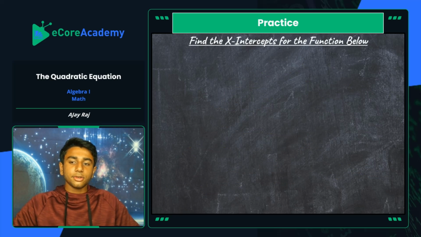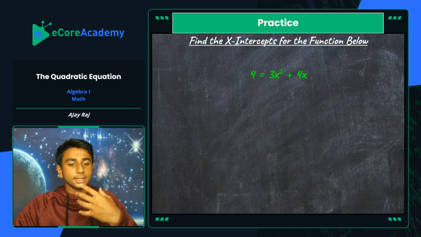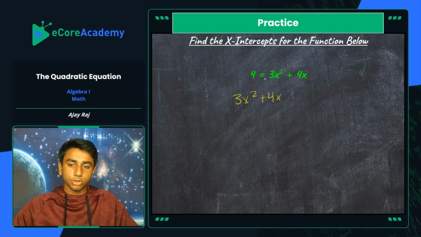So let's find the x-intercepts for the function below as well. So we have this function here, 4 equals 3x squared plus 4x. Obviously, it's not written in the traditional form. It's not in standard form yet. So let's first put it in standard form. We're going to literally just move our negative 4 to this side, and then we get standard form. So 3x squared plus 4x, and then subtract 4 from both sides, minus 4 equals 0, or f of x.